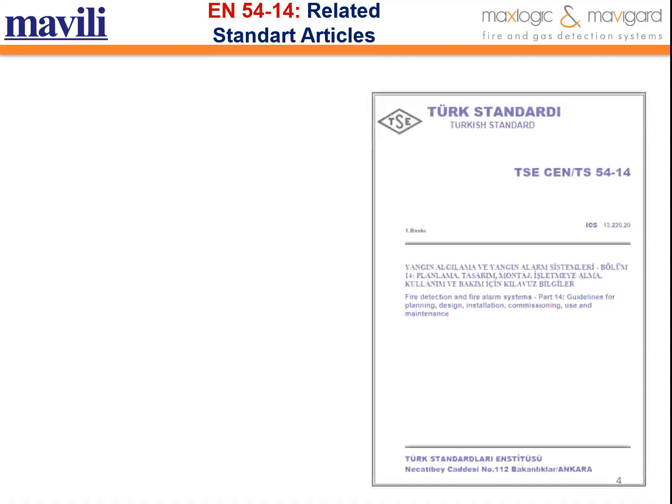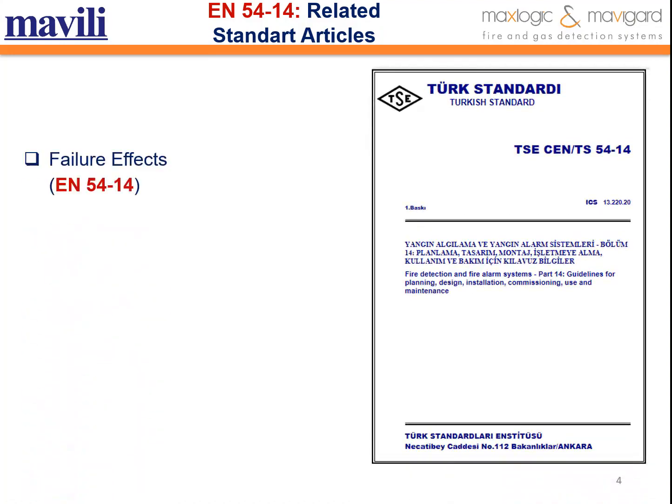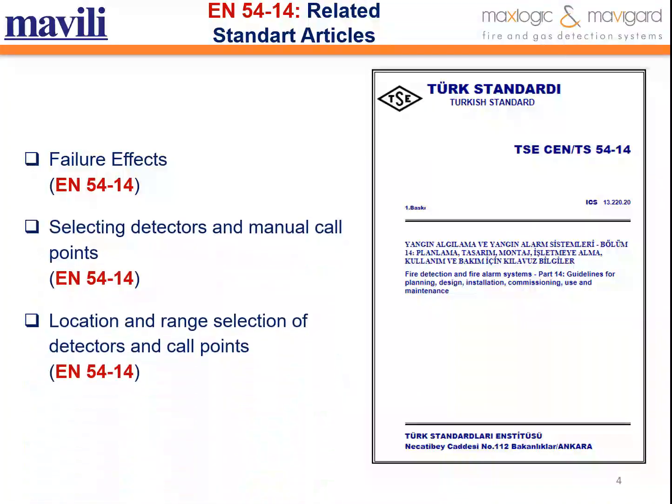These are the related standard articles. Selecting detectors and manual call points. And let's look at the manual call points of EN 54. Manual call points are mentioned in EN 54-11 standards. There are two types of alarm buttons according to EN 54-11 standards. Type A is a single action and Type B is a double action.